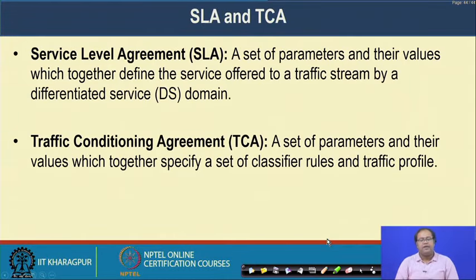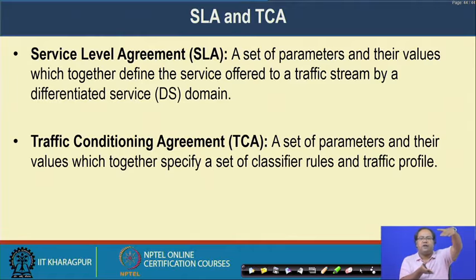So, the service level agreement. We have two types of agreement in the DiffServ architecture. One is called the service level agreement, which is a set of parameters and their values which together define the service offered to a traffic stream by a DS domain. And the traffic conditioning agreement is a set of parameters and their values which together specify a set of classifier rules and traffic profile.